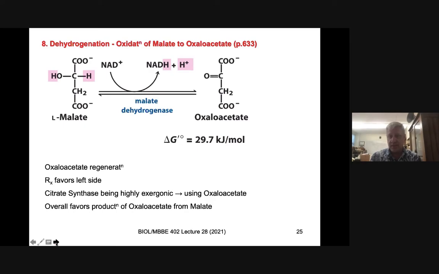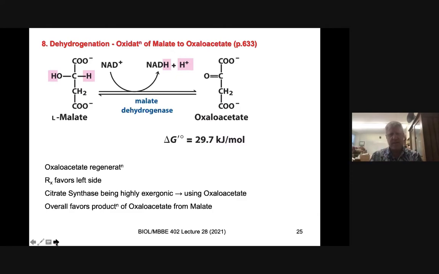So this particular reaction, L-malate through malate dehydrogenase, is interesting because it is one of the most energy consuming reactions at positive 29.7 kilojoules per mole. It consumes NAD plus to make NADH as well as protons. It's a reversible reaction. So if we're going the other way, obviously we'd get negative 29.7 kilojoules per mole, but we're moving it to oxaloacetate.